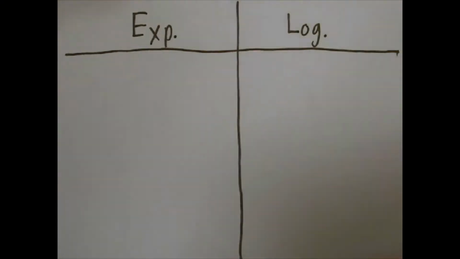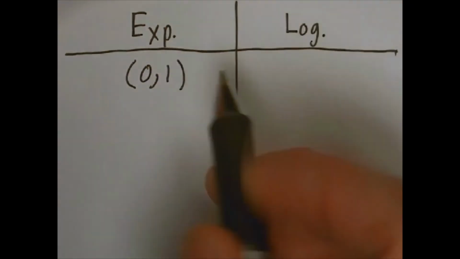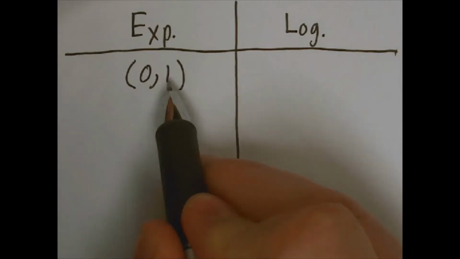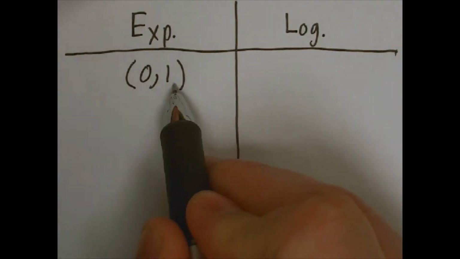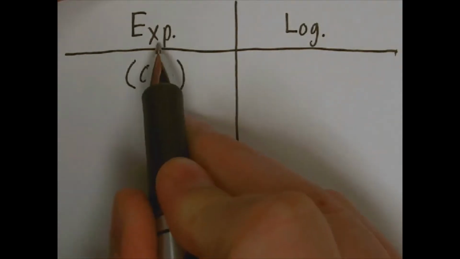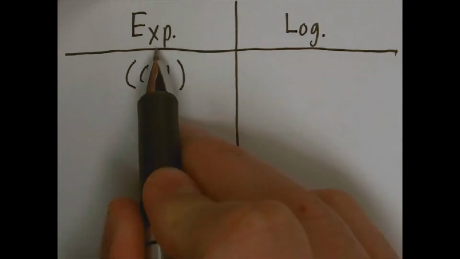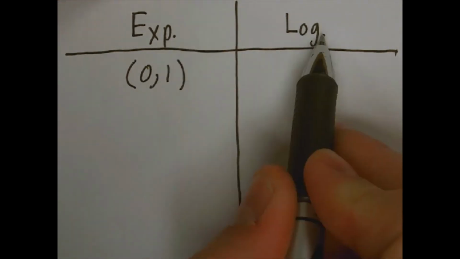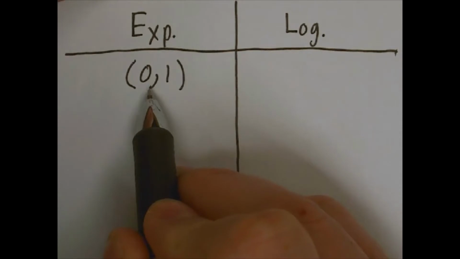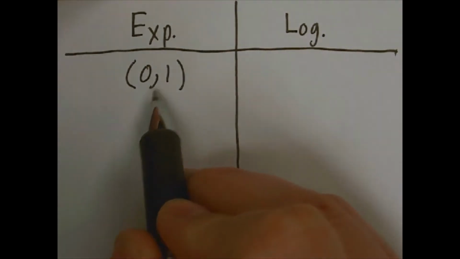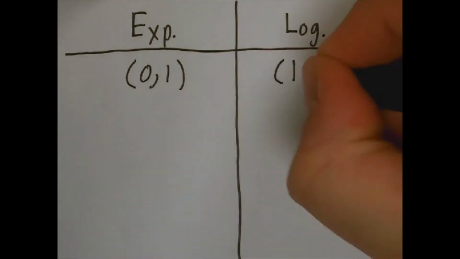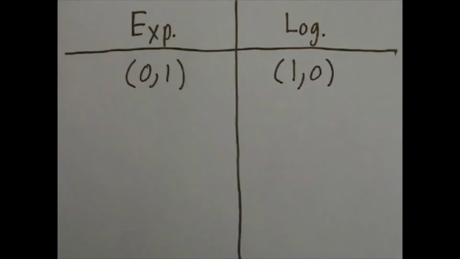Exponential equations. We're going to start at the point 0, 1 because anything to the 0 power is 1. Okay? Remember that exponential functions and log functions are inverses of each other. So since they're inverses, if exponential functions start at 0, 1, log functions should start at 1, 0 because, again, they are inverses. So you're switching x and y. If you switch x and y, that means the domain and range also switch. Okay?